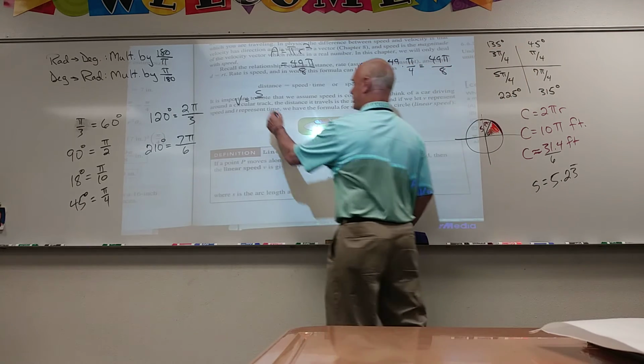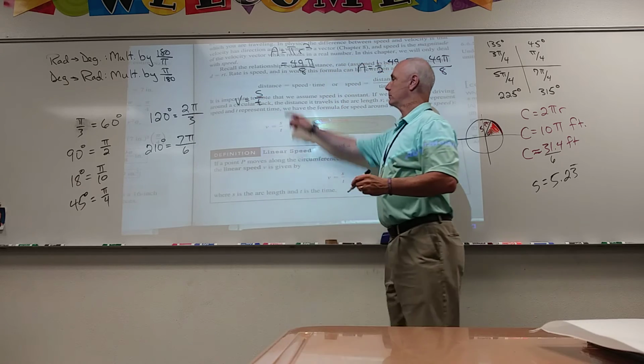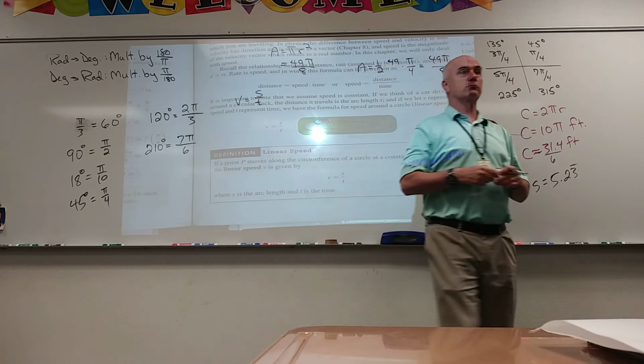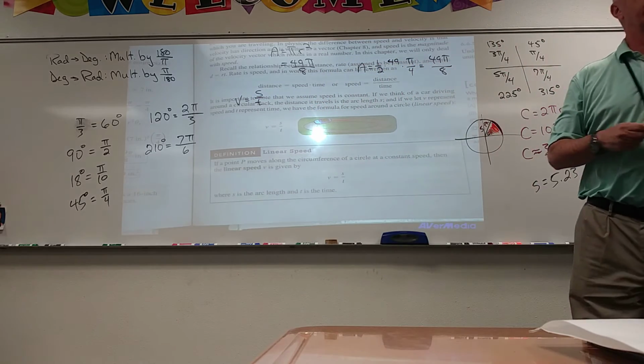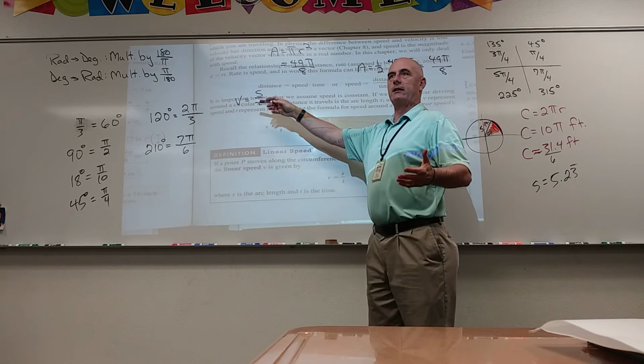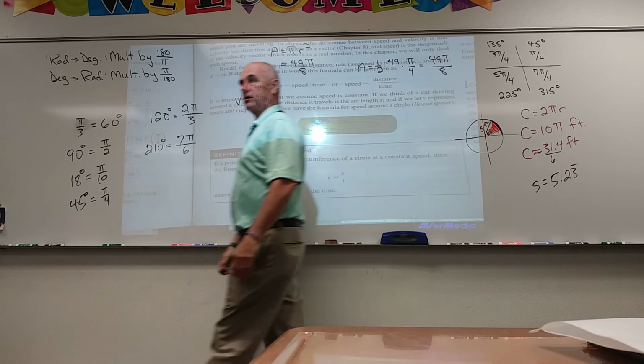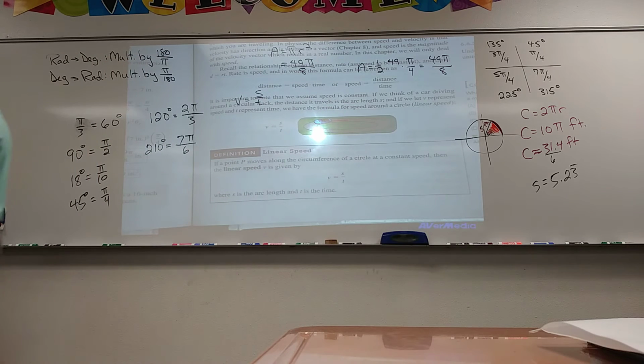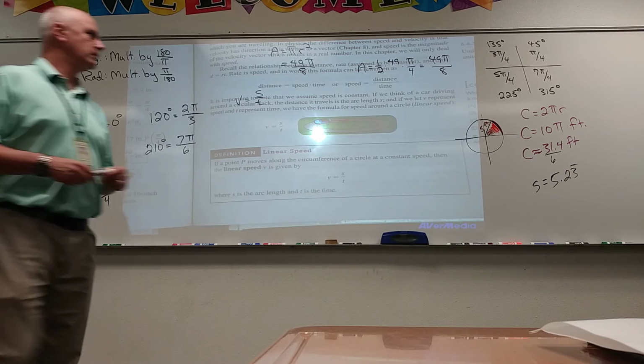So S over T. In other words, what does arc length represent? Distance. So it's distance divided by time, which is actually exactly how you get velocity in the first place, right? It's all kind of tying together a little bit. So we have this linear speed. The handout that I gave you, I think, calls it linear velocity. Same exact thing.